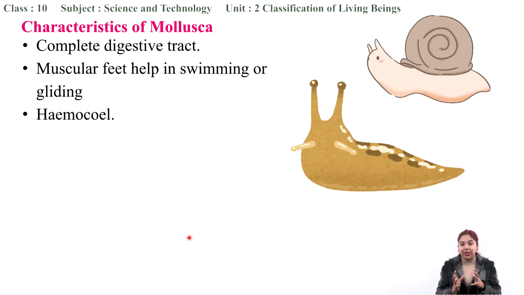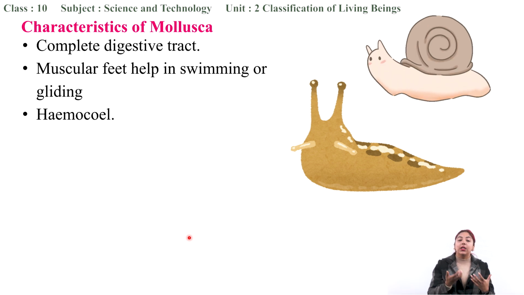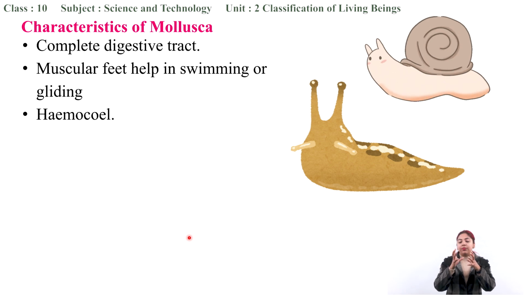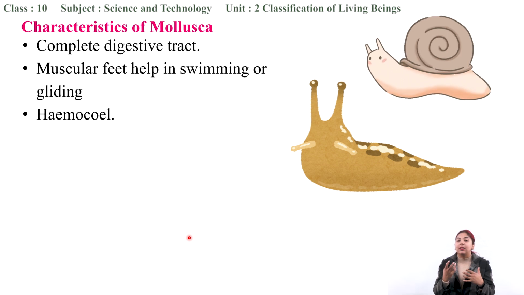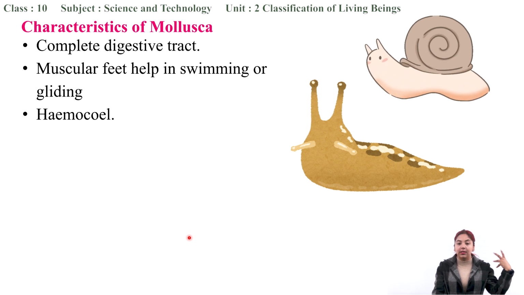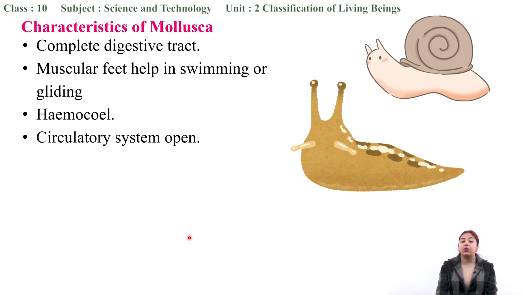Yes, it is the body cavity that contains blood, which also functions as a part of the circulatory system. So, if the body has that kind of cavity inside it, then those organisms are also known as hemocoelomates. Now, they have hemocoel in their body, so they are hemocoelomate. Their circulatory system is open.